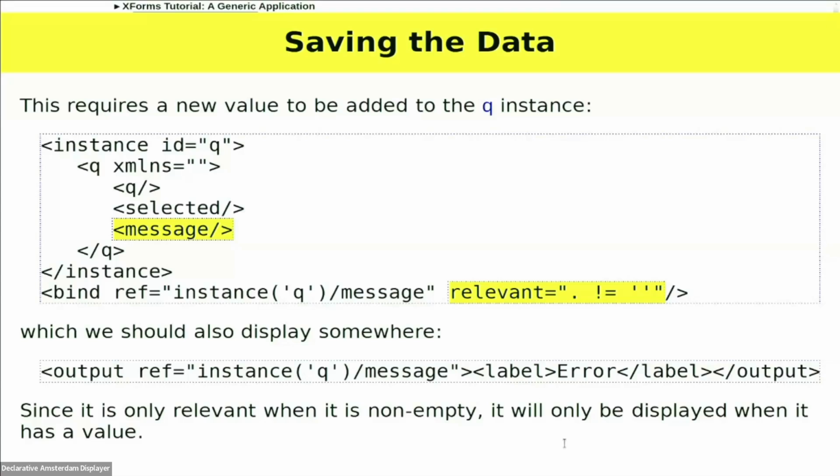So if it's empty, it's not relevant, and that means that on this output here, which references that message, if message is not relevant, then this output doesn't get done, so you don't see anything. But if message has got a value in it, then that will be displayed.